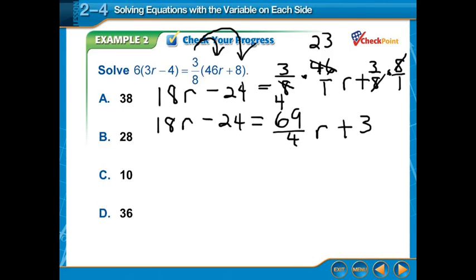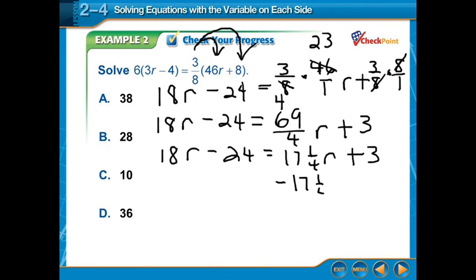Now I know that 69 over 4 would simplify to a mixed number of 17 1/4 r plus 3. Everything stays the same. All I did was change my improper fraction to a mixed number. So I'm going to subtract 17 1/4 r from both sides of the equation.